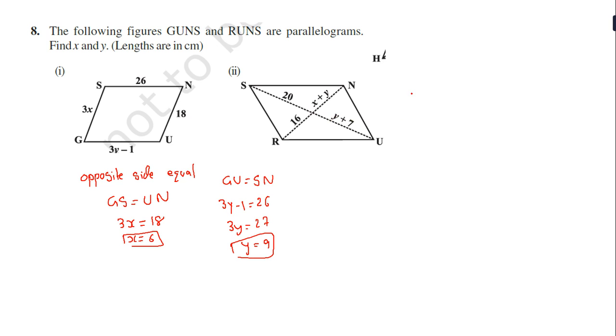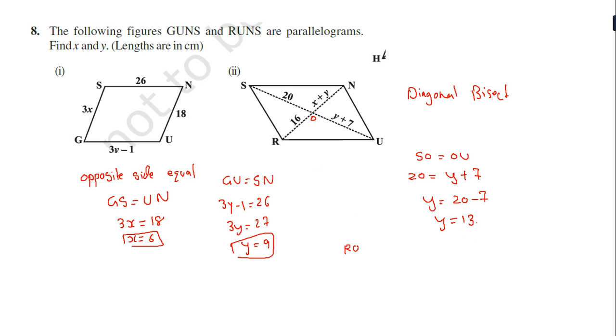Same thing here, diagonals bisect each other. If I write O here, then SO is equal to OU. So 20 is equal to Y plus 7. So Y is equal to 20 minus 7. So Y is equal to 13.